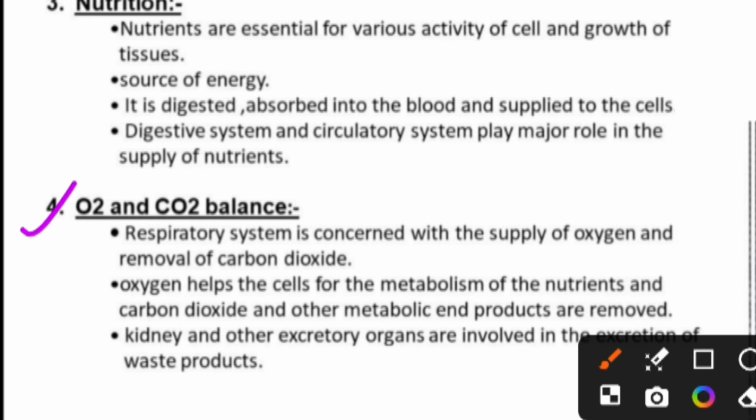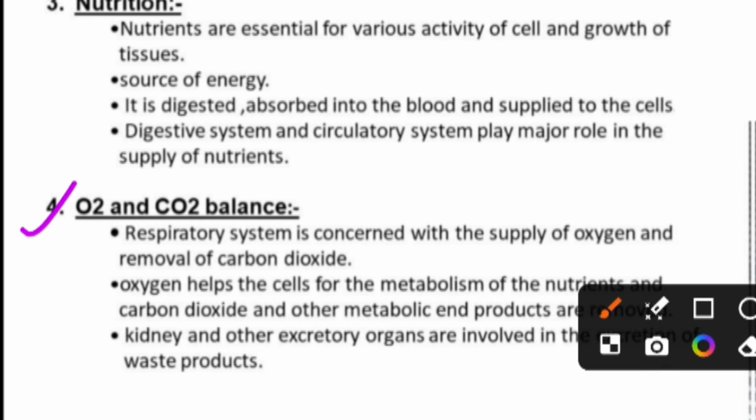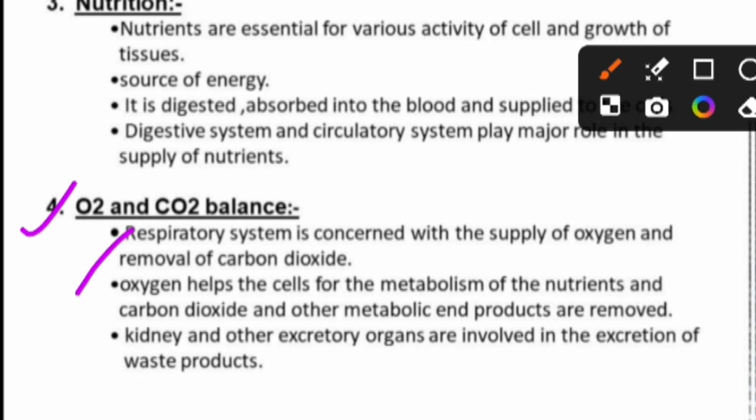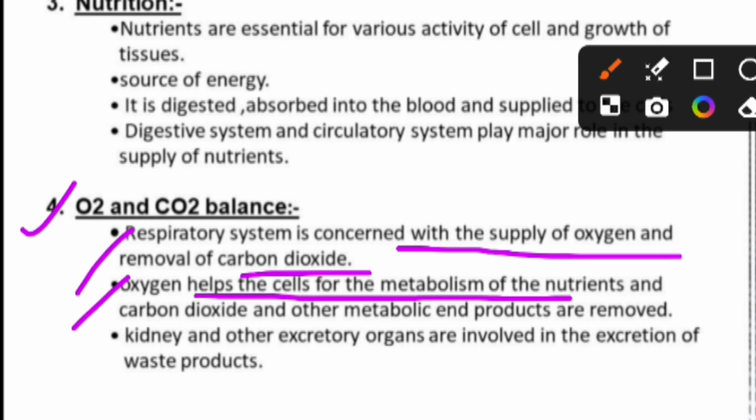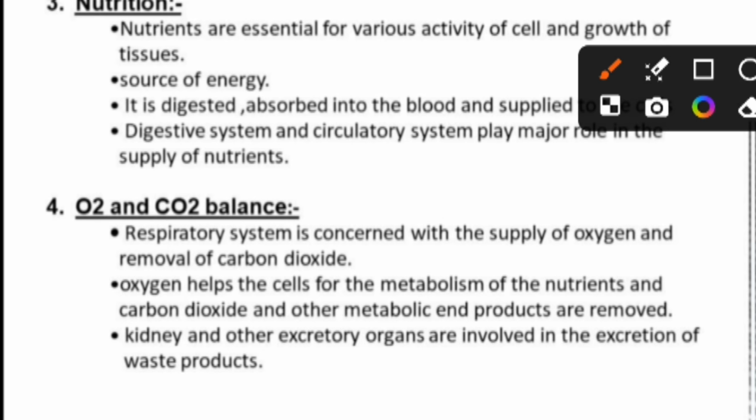Then the next point is O2 and CO2 balance. Homeostasis also helps to maintain O2 and CO2. O2 means oxygen and CO2 means carbon dioxide. First of all, the respiratory system is concerned with the supply of oxygen and removal of carbon dioxide. Oxygen helps the cell in the metabolism of the nutrients, and carbon dioxide and other metabolic end products are removed from the body. Then the kidney and other excretory organs help in the removal of excretion products like CO2 and other waste products through our urine.